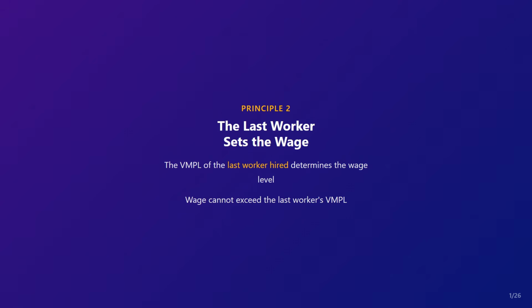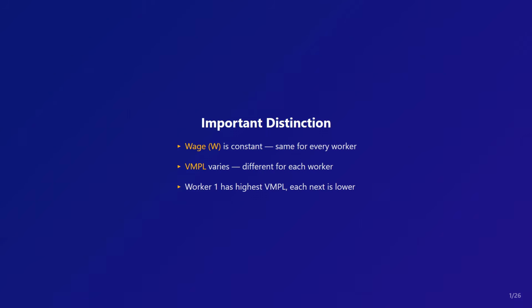It is important to understand, VMPL is not fixed. The wage is fixed, the same amount for every worker, but VMPL has a different value for each worker. Why? Because each worker has a different marginal product. The first worker produces the most, the second less, and so on. Therefore, VMPL varies by worker, while the wage is constant for all.